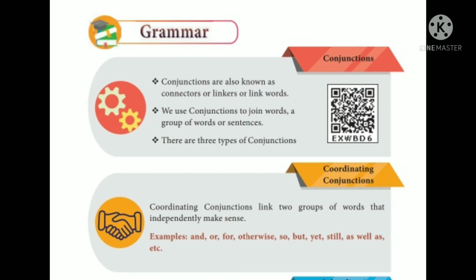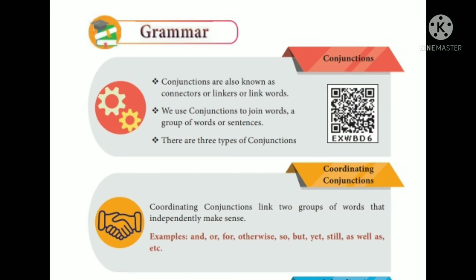The first one, conjunctions are also known as connectors or linkers or link words. So the first point: what are the other names for conjunctions? Connectors or linkers or link words. In the second point, we use conjunctions to join words, a group of words or sentences. So the second point tells what the function of a conjunction is. It is used to join words or a group of words or sentences. So for these three purposes we use a conjunction.